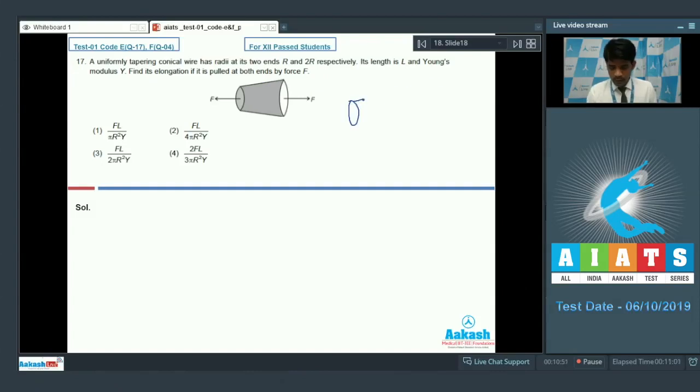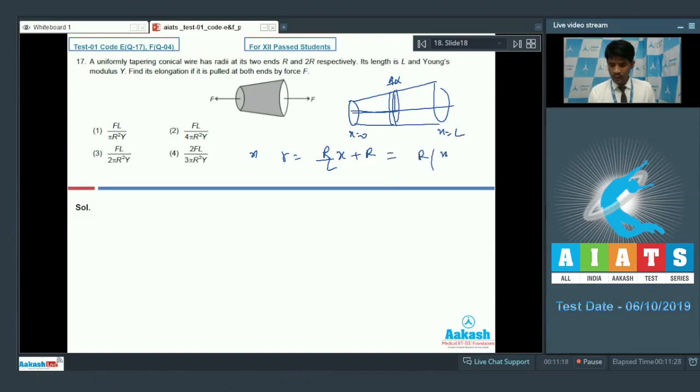The variation of radius along this direction: taking this end to be x equal to 0 and the other end to be x equal to L, at any distance x, the radius is r times x by L plus r, or r times (x by L plus 1). This is the value of the radius here.